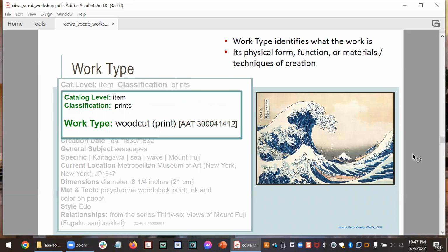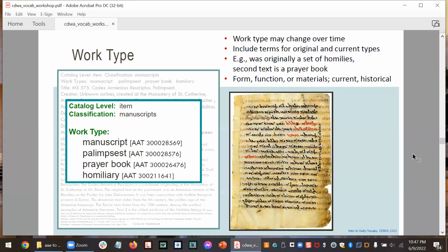Okay, so back to work type. Here, work type might refer to the physical form, function, or materials of the work. Here, this Hokusai print, woodcut, refers to the technique of creation. You may have multiple work types. Here for this work, it was originally a set of homilies and then a second text inscribed on it is a prayer book. So these various work types refer to the form, function, materials. Some are current, some are historical.